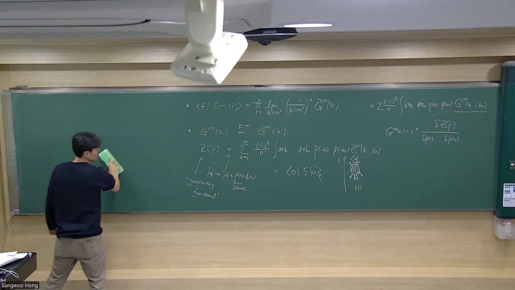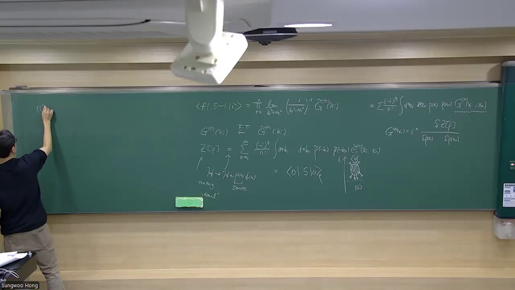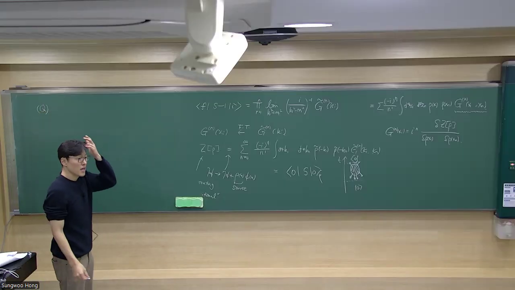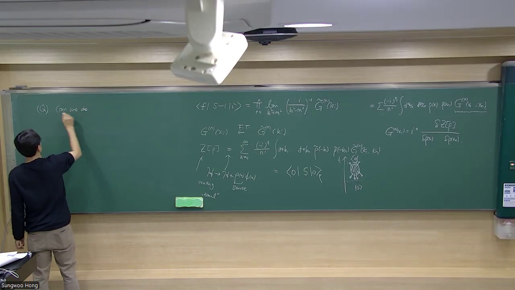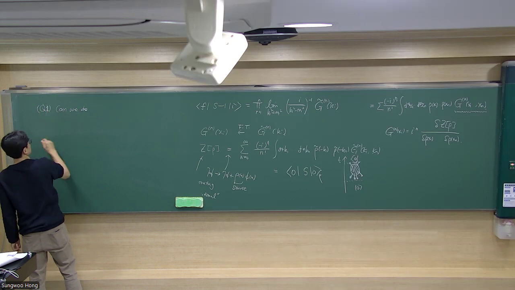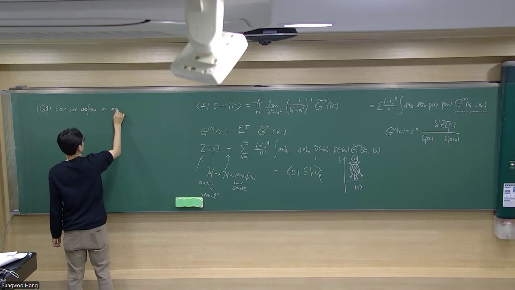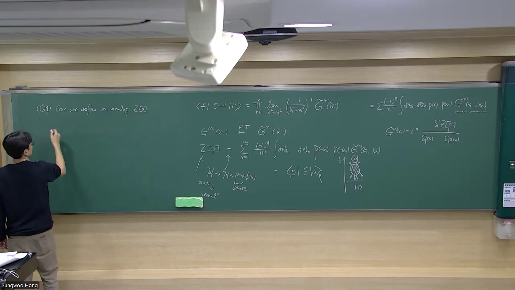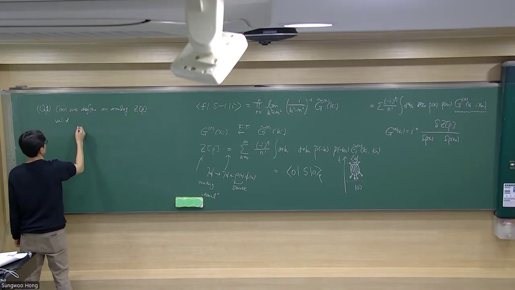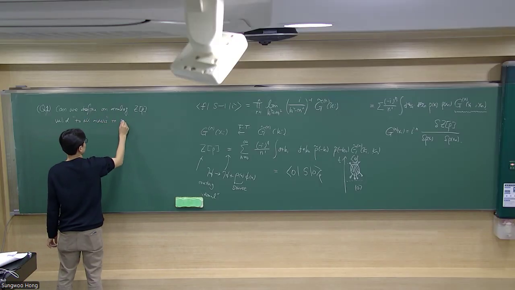Now we will do our main discussion. So our main discussion starts out with the question. The first question is, can we define an analog of this generating functional valid to all orders in perturbation?